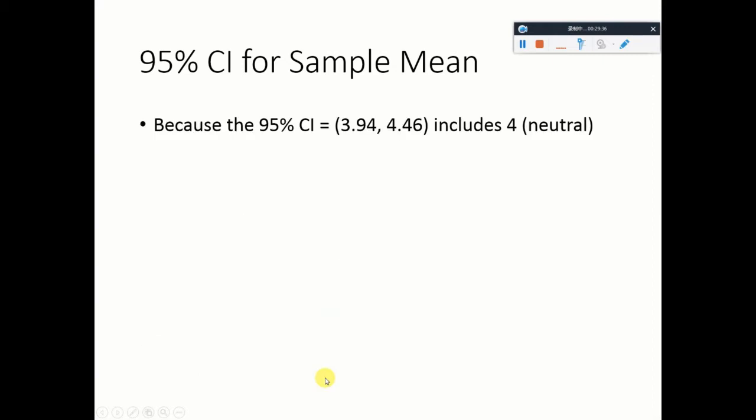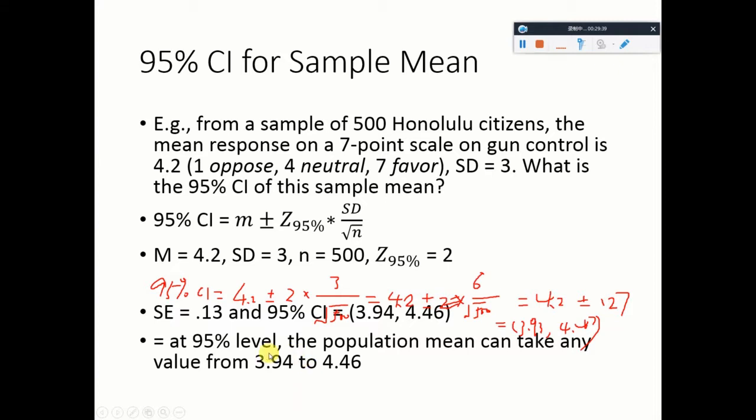Now we can ask our question. Given this confidence interval, shall we conclude that Honolulu citizens are in favor of or opposing gun control? Given this scale, if we look at the point estimate, we might tend to conclude that because 4.2 is larger than 4, to the right of 4, in the direction of 7, in favor, Honolulu citizens should be in favor of gun control.